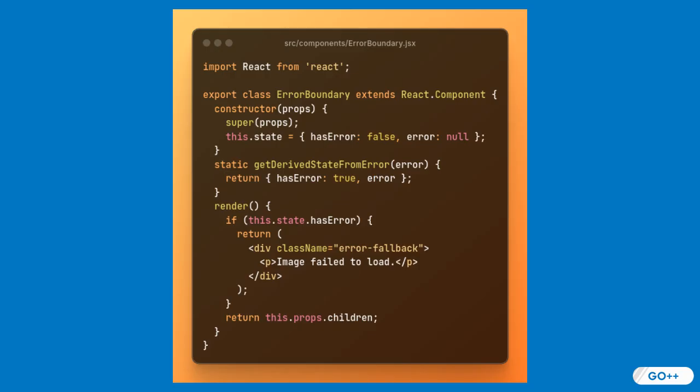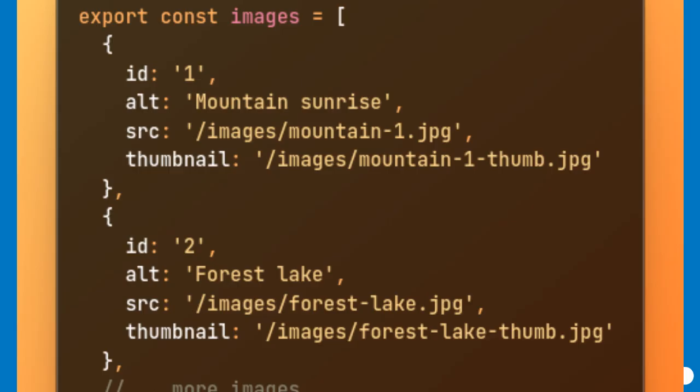Error boundary catches errors thrown during image loading or rendering within its subtree. If an image fails to load, it displays a fallback message instead of breaking the entire gallery, ensuring robust error handling alongside Suspense. This file exports the gallery's image data array. Each object contains an ID, alt text, source image, and a thumbnail, useful for advanced fallback UIs. This data drives the rendering of the gallery grid and can be extended for additional metadata.